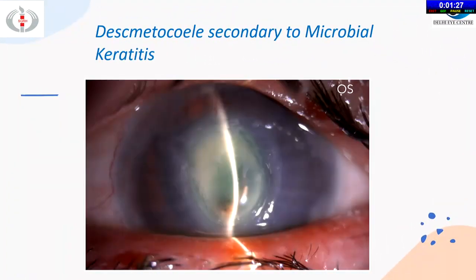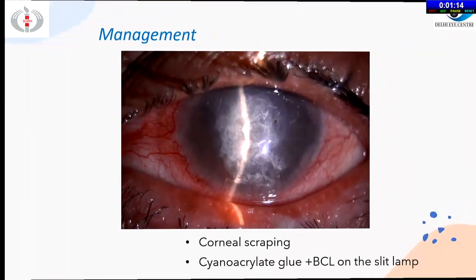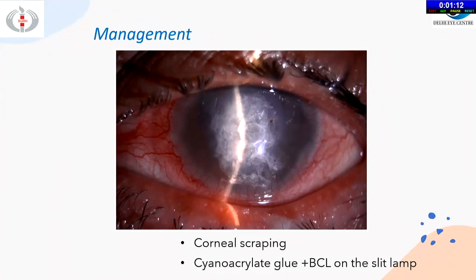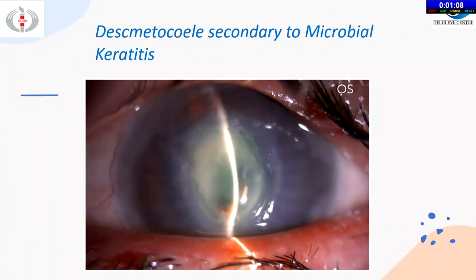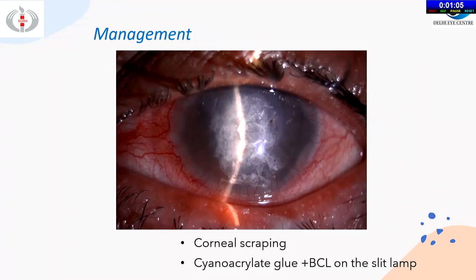Now here I would like to share a case of a patient who has a descemetocele secondary to microbial keratitis and also drug toxicity. So what we did here was that we performed corneal scraping along with cyanoacrylate glue and bandage contact lens application on the slit lamp.